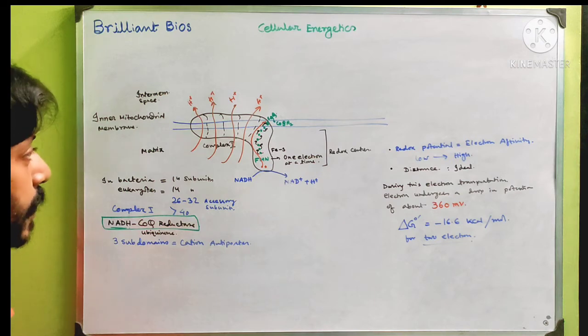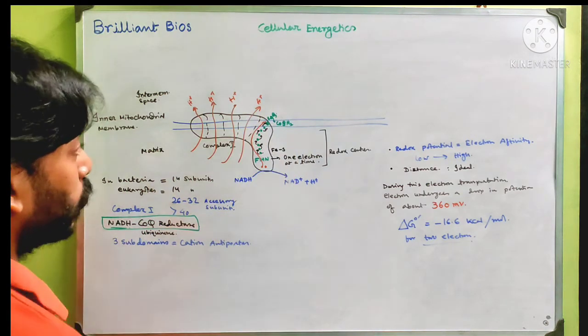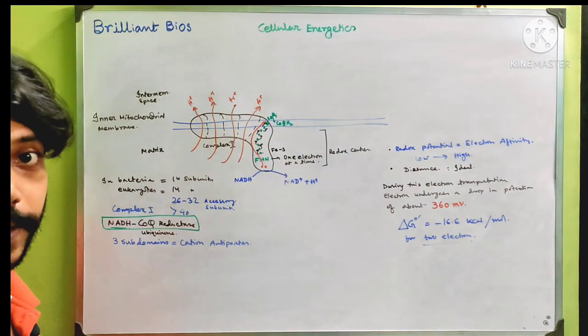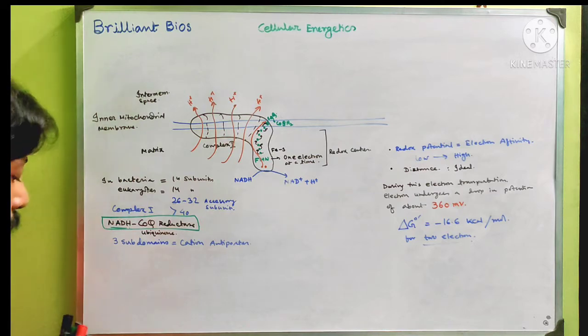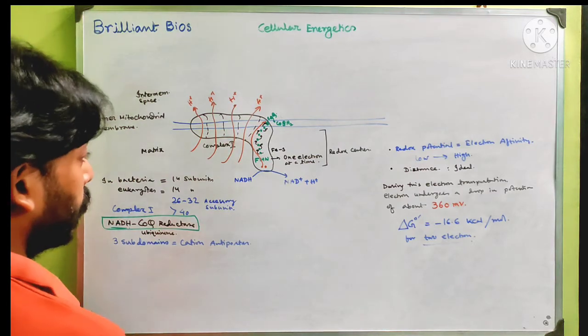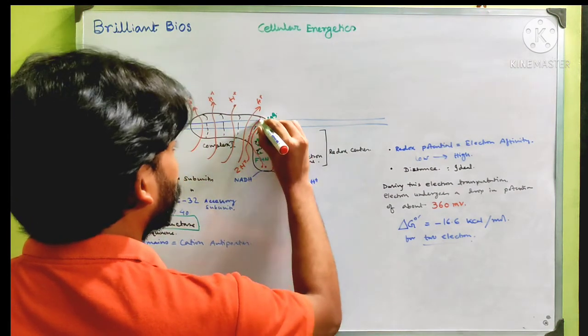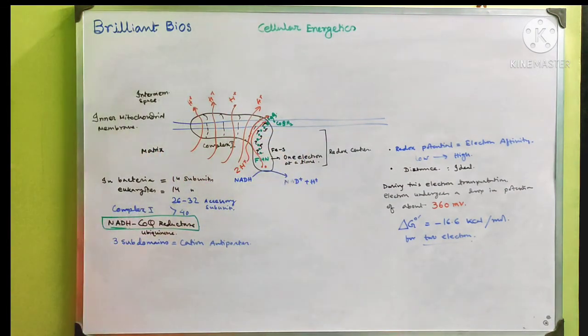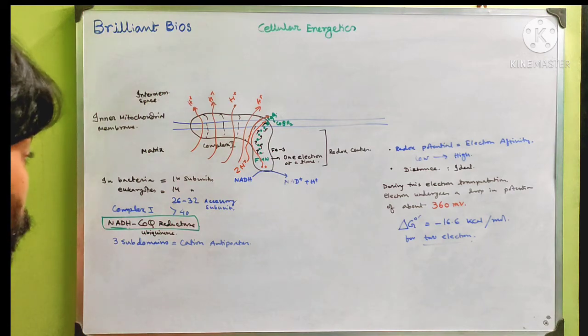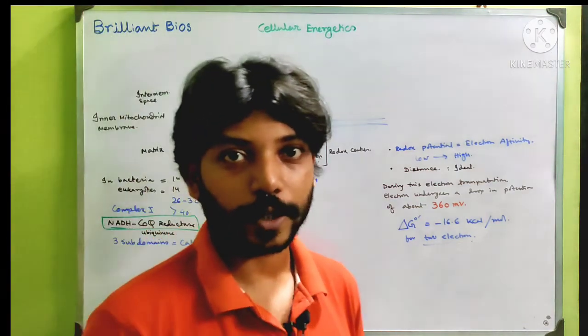Now I have mentioned that this coenzyme Q can become CoQH2, that means it can accept 2 hydrogen atoms, and the 2 hydrogen atoms come from the matrix side. 2 hydrogen atoms attach with this CoQ to make CoQH2. In my next class I will talk about complex 2.